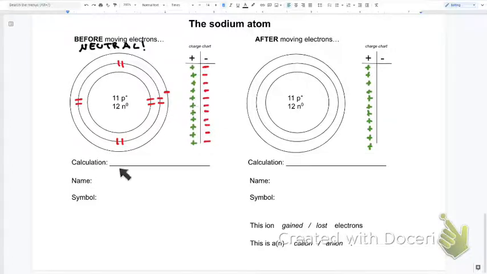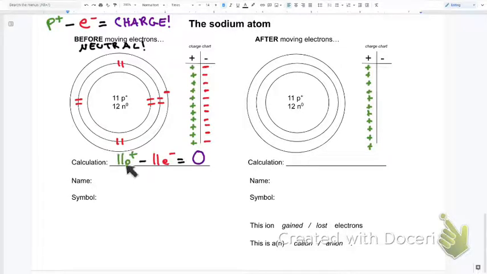Now we can also represent that same visual by using a formula or a calculation. The formula you're going to use is this up here. That is the number of protons minus the number of electrons equals the charge. So let's create that here. That's 11 protons minus 11 electrons equals 0. So our charge is 0, aka neutral.